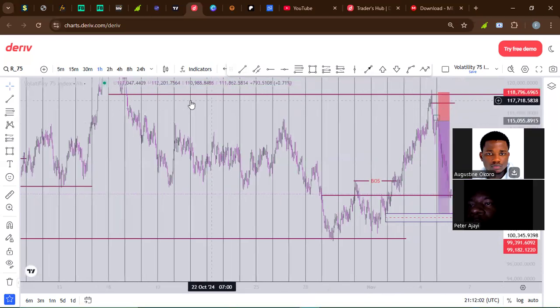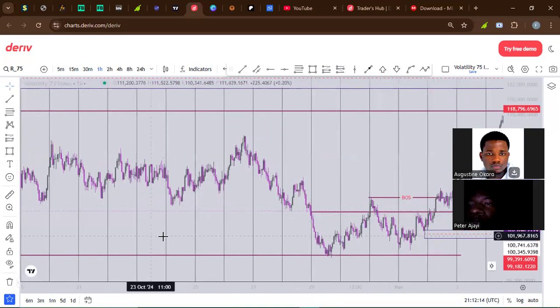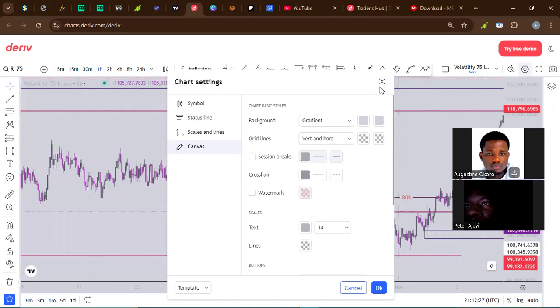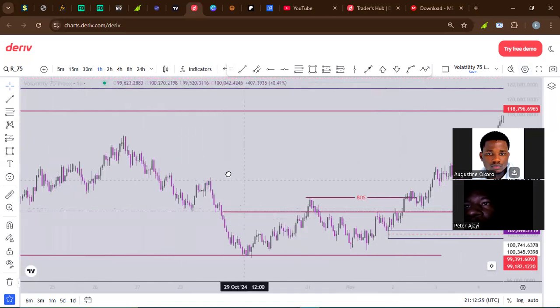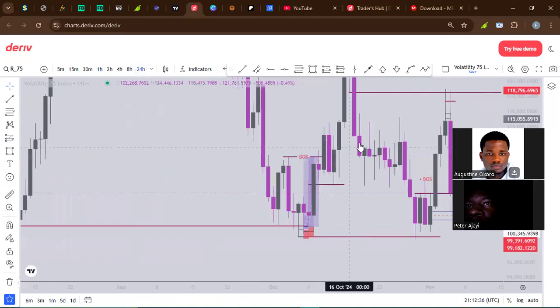Here was my order block. You can see, let me just take this. All these lines that you are seeing right here just signify a daily. From here to here is one day, from here to here is one day. So I can just take that off. So when we go to a daily time frame, you see the market clearly.